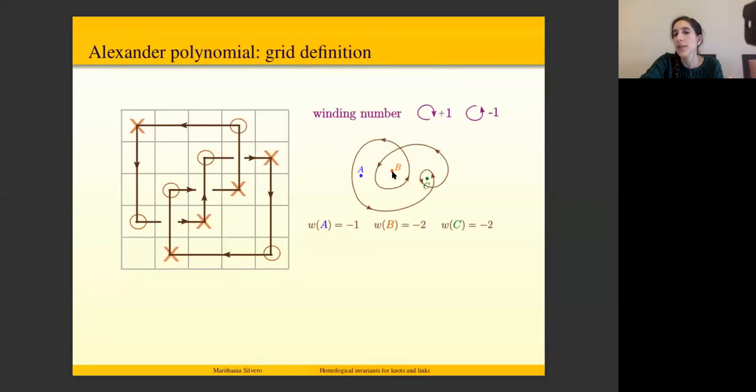If I choose, for example, B here, if you do the same, you will see that you go twice around B, okay? The curve goes twice around B counterclockwise, okay? So the winding number of B is -2, and with C, well, you just have one in this direction, in this sense, so you have -2.